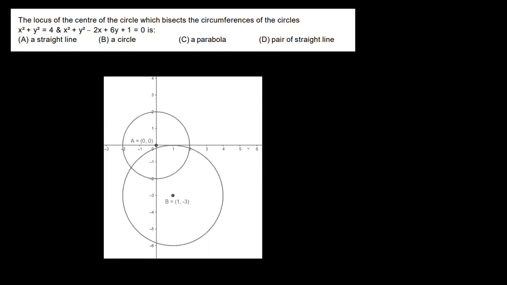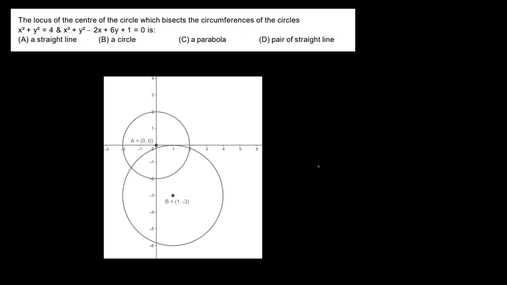Okay, so let's now come back to this question. The locus of the center of the circle which bisects the circumferences of these two circles. These two circles, if you plot, you will get them like this. This is the first circle, x square plus y square is equal to 4, the smaller one, and the bigger one has a center at 1 comma minus 3 and a bigger radius which you can figure out. So if you plot them, they look like this. You can figure out the radius as square root of 1 plus 9 minus 1, which is 3. This has radius 3 and this radius is 2.